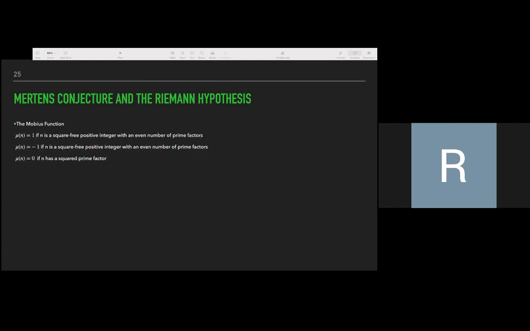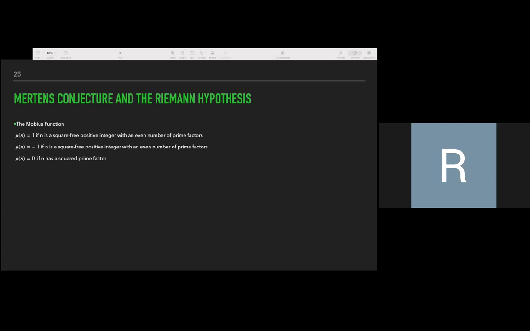And in fact, there's a conjecture called the Mertens conjecture that was an approach to the Riemann hypothesis related to random walks, as you will see. So first, consider this function, the Mobius function, defined as follows. It takes as input the natural numbers.